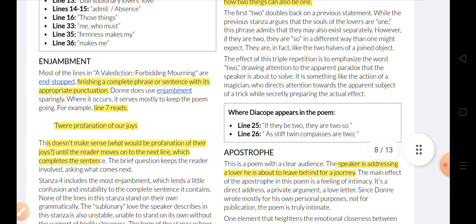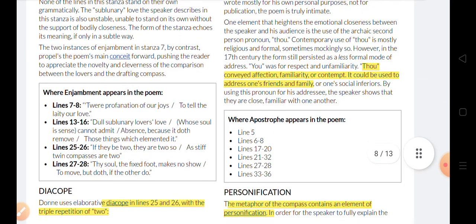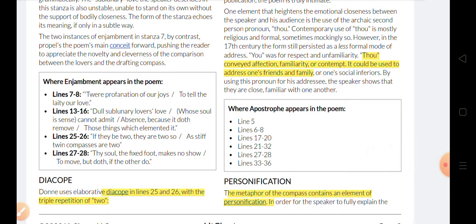Then enjambment is there, which is used to carry an idea over to the next line without a pause, so he doesn't finish a complete phrase or sentence with its appropriate punctuation. In line 6 you will see 'the profanation of our joys.' This doesn't make sense. Okay, what would be the profanation of their joys? So the reader must move to the next line, which completes this sentence, and it will occur in lines 7 to 8, 13 to 16, 25 to 26.